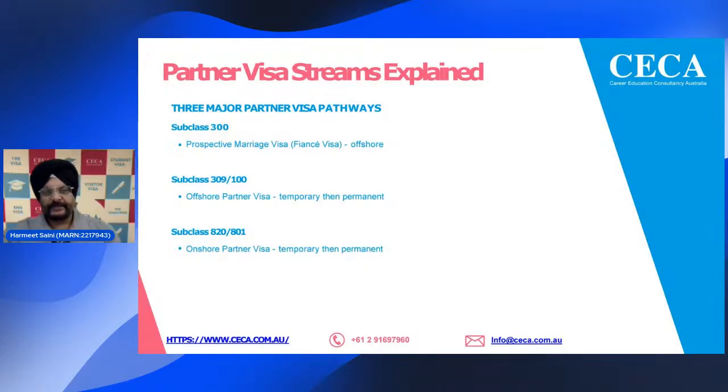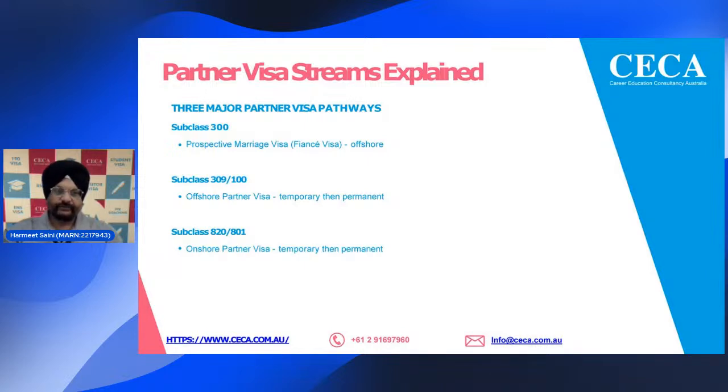The same category as 309-100 is subclass 820-801. The key difference is that this visa is for onshore applicants. If you are in Australia already, then this visa is for you. Again, 820 is a temporary visa, and then it is converted into the 801 permanent visa after 2 years, or depending upon your circumstances: how genuine your relationship is, how long it is, if you suffered any family violence, or if you have a child from the relationship. It depends on how the permanent visa is granted to you. I am going to go into more detail about these visas.